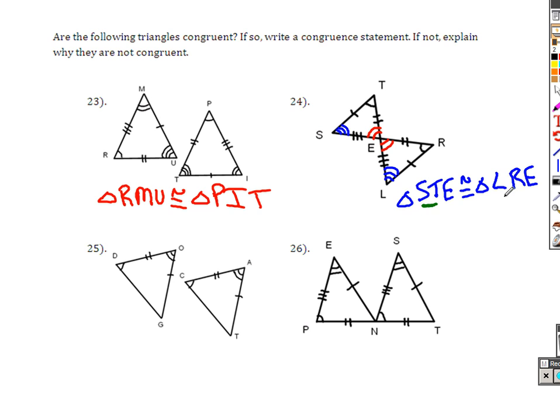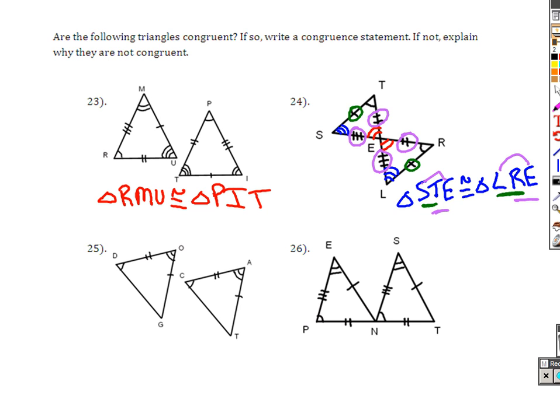So ST and LR should then be the same. ST has 1 angle marking, LR has 1 angle marking. That's good. If I look at TE and RE, both have 2. Same thing I could say then for the last one, SE and LE. They must also have 3, and they do. So we're in good shape there.